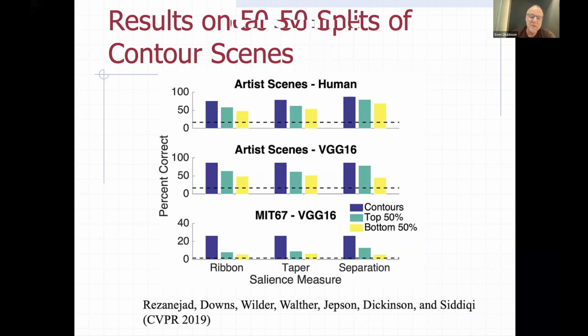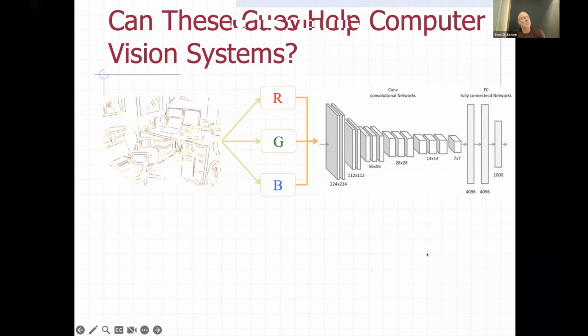And we saw the same thing when we moved to the MIT 67, the same kind of preference for ribbon symmetry on, taper symmetry on, and top 50% separation. So these results were quite surprising. But then the question we wanted to pose was, how can we use this result? How can we exploit this human vision information in a CNN to boost the performance of a deep network for the task of scene contour categorization or classification?